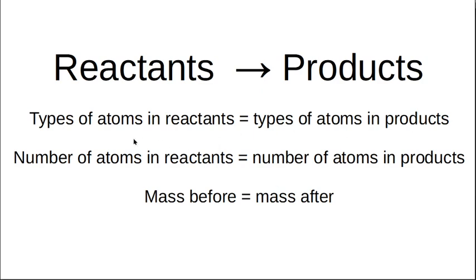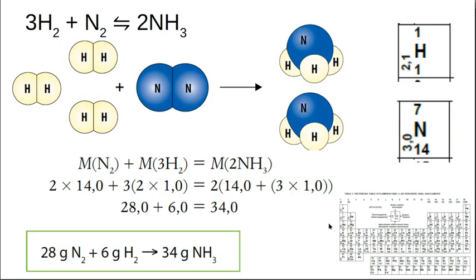Reactants go to products. The types of atoms in reactants are the same as the types of atoms in the products. The number of atoms in the reactants is equal to the number of atoms in the products. So the mass before the reaction is exactly equal to the mass after the reaction. Now you have to remember all of this because they're going to make you do sums with this. So here is an example of the sums.